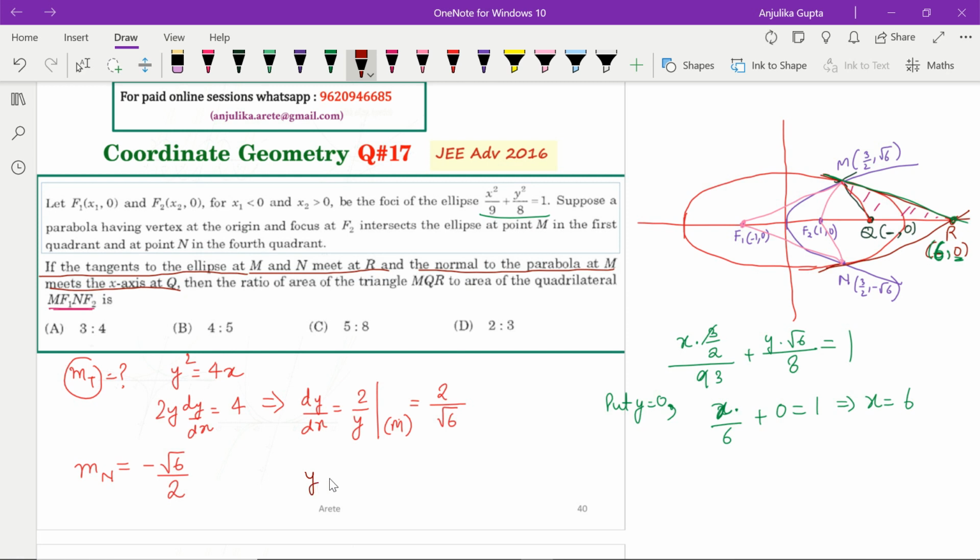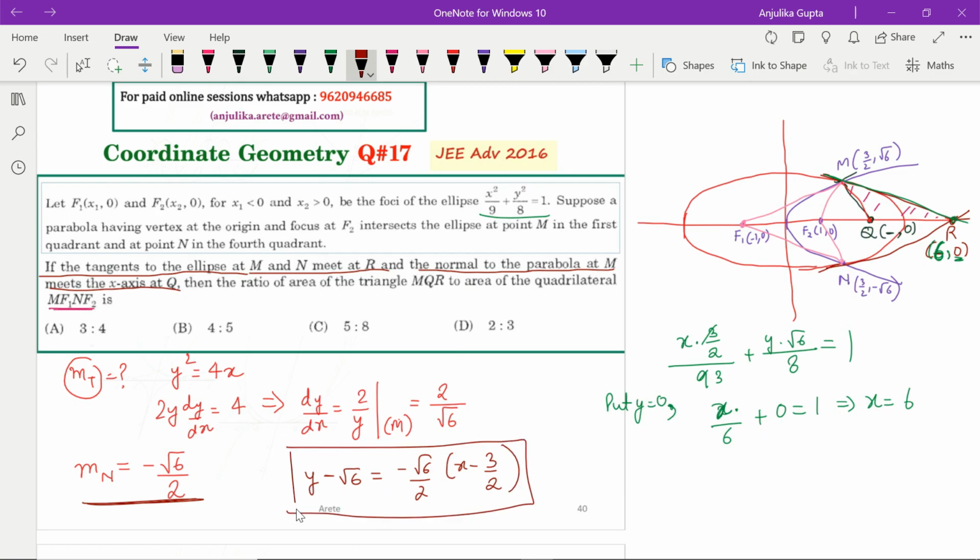Point slope form: y minus y1 is equal to m, this is the slope of the normal, times x minus x1. x1 I got to be 3 by 2. This is the equation of the normal. Now what do I do to get Q? Q is on the normal, also on the x-axis. So I again put y is 0. If I put y is 0, what am I getting? 0 minus root 6 is equal to minus root 6 upon 2 times x minus 3 by 2.